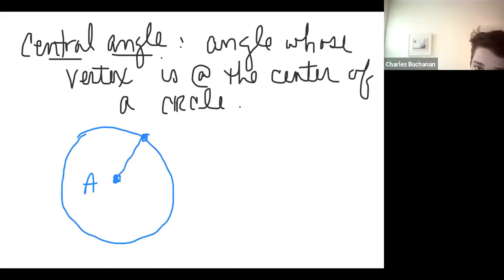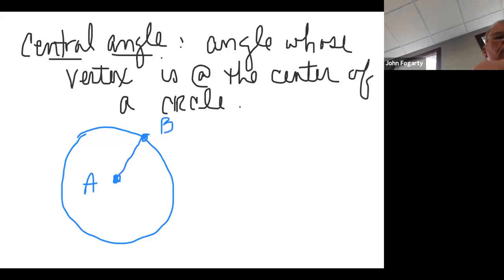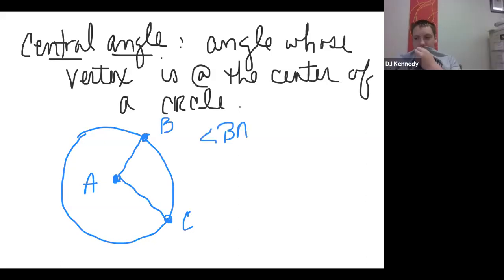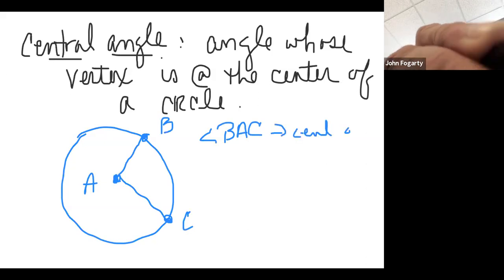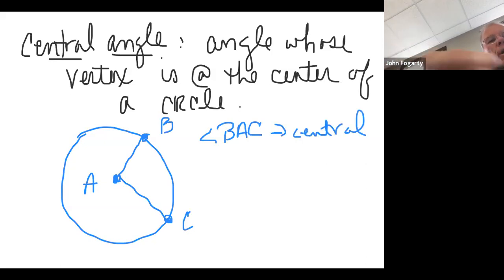This angle right here, angle BAC, is a central angle. Why? Because its vertex is at the center of the circle.